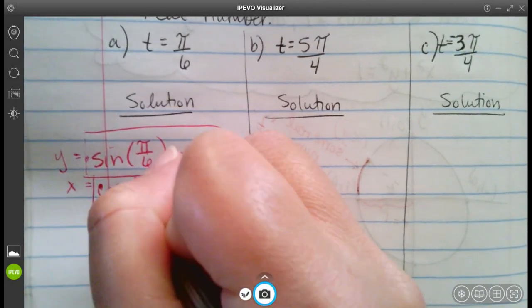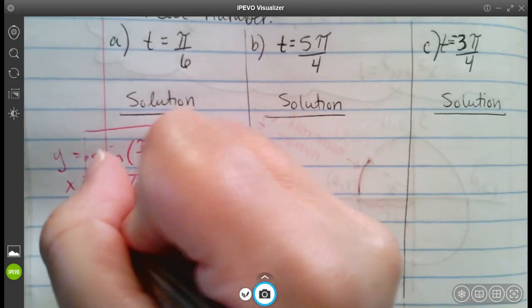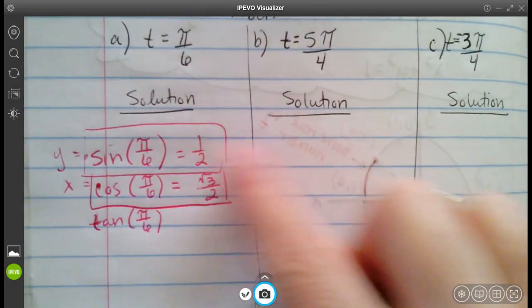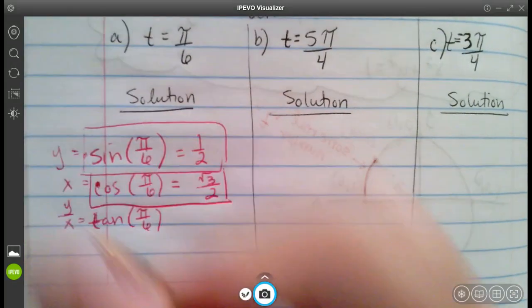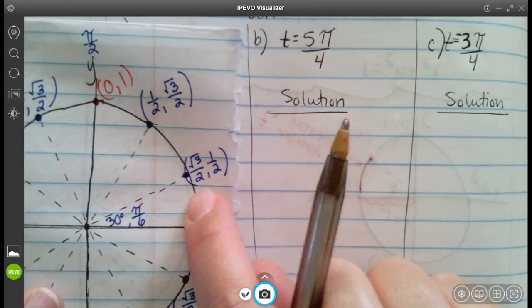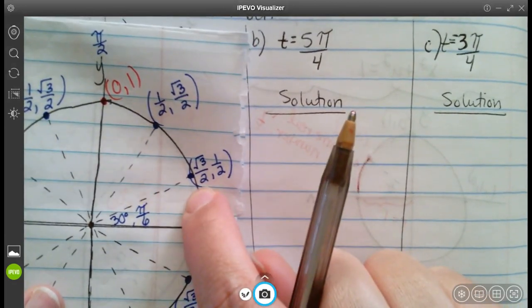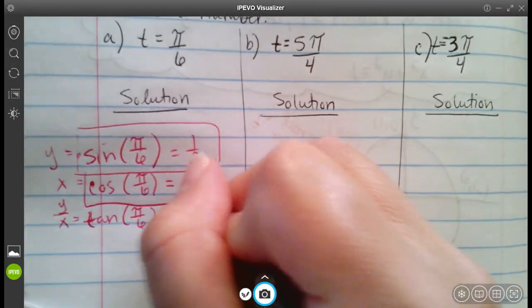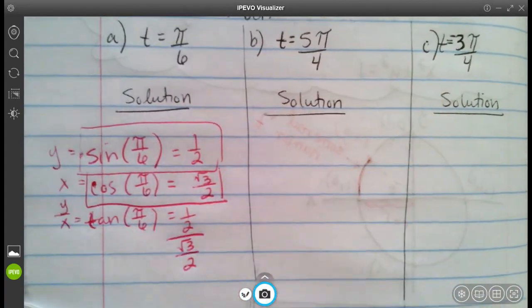Tangent of pi over 6. So here's where it starts getting a little bit interesting, because according to what you wrote on the previous page, tangent is y over x. Okay, so I'm going to look at my y and my x, and I have to divide them in that order. So y divided by x. So it's going to be 1/2 divided by square root of 3 over 2.